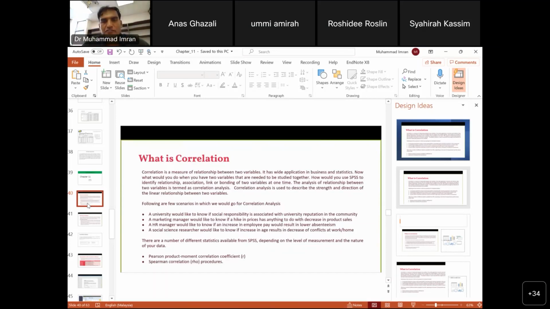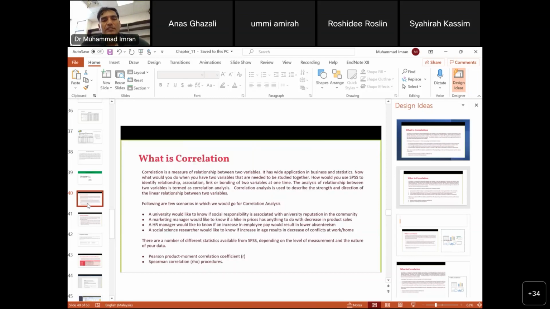Okay. So the analysis of relationship between two variables is termed correlation analysis. Correlation analysis is used to describe the strength and the direction of the linear relationship between two variables. This is a simple explanation of correlations. We can check the relationship between two variables. Following are a few scenarios in which we would go for correlation analysis.